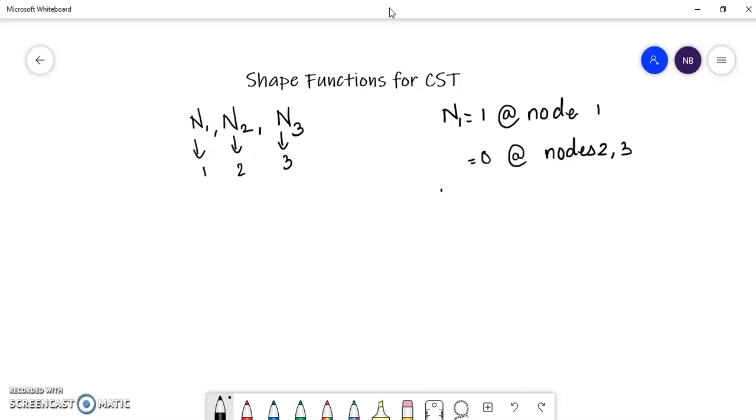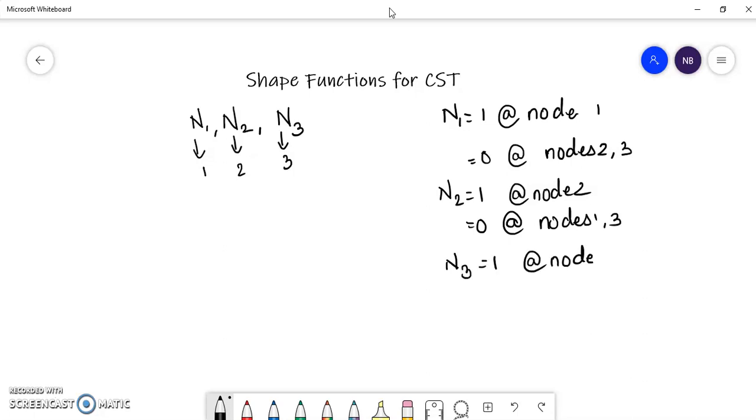So similarly, N2 will be 1 at node 2 and 0 at nodes 1 and 3. N3 will be 1 at node 3 and 0 at nodes 1 and 2.